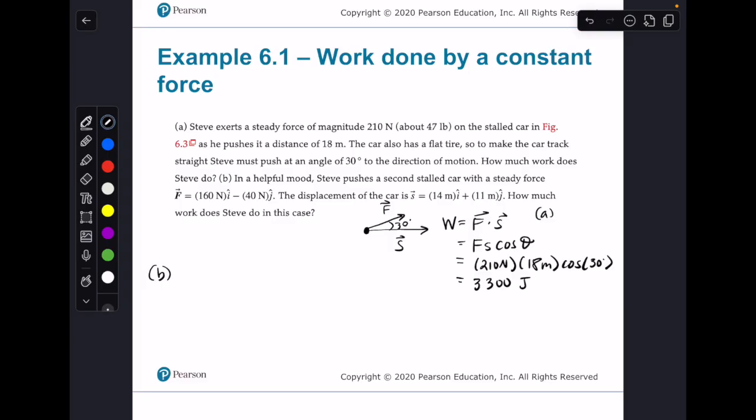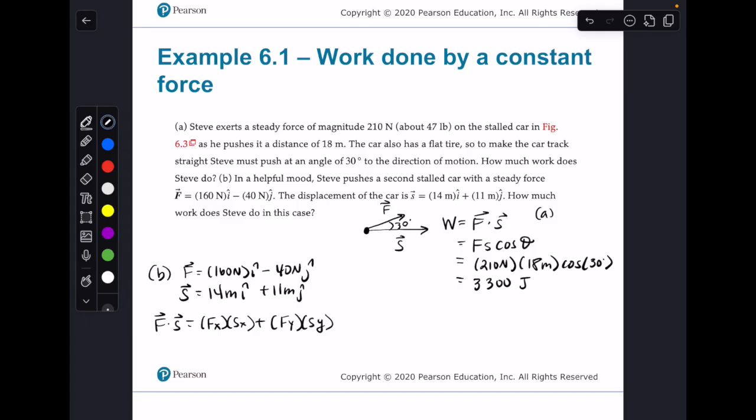the force and displacement is through vector notation. So the force is 160 newtons i hat minus 40 newtons j hat. The displacement is 14 meters i hat plus 11 meters j hat. And then we're going to dot those two. So remember what the dot product is in that form. It's the x component of each one multiplied, added to the y component of each one multiplied, right? So we can do that pretty easily.